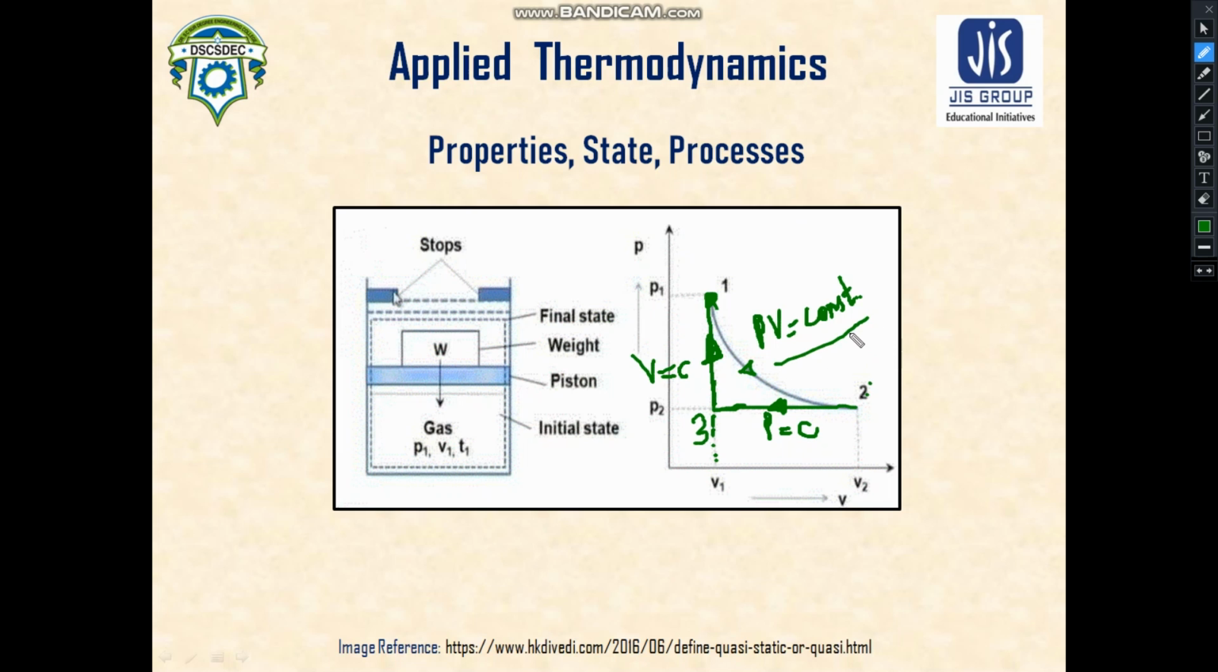If PV is equal to constant, and if it is an ideal gas we are considering, then PV is equal to RT. If PV is constant, then T is also constant. So whenever PV is equal to constant, we generally see that T will also be constant. So it is isothermal. I am just using abbreviations here: IT, isothermal, and this will be IB, isobaric, because the pressure remains constant, and this is isochoric.